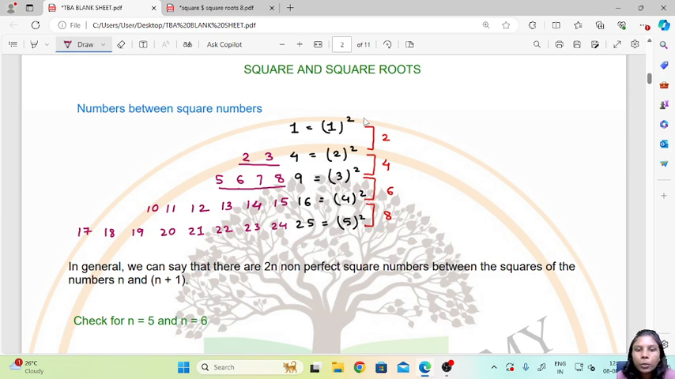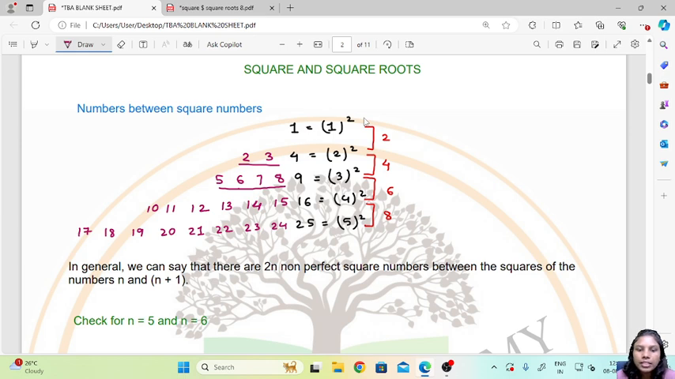Now if we look carefully at this pattern, the difference between the consecutive square numbers is a multiple of 2. From 1 to 4 we are missing 2 numbers. From 4 to 9 we are missing 4 numbers. From 9 to 16 we are missing 6 numbers, and from 16 to 25 we are missing 8 numbers, and this trend will continue.